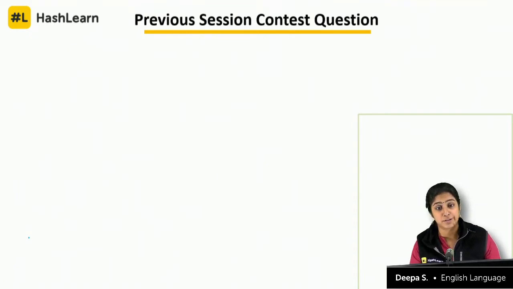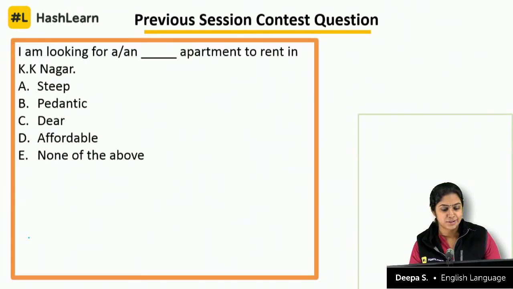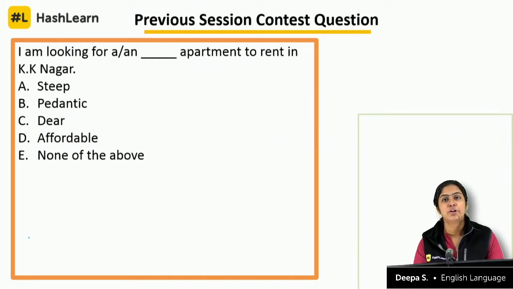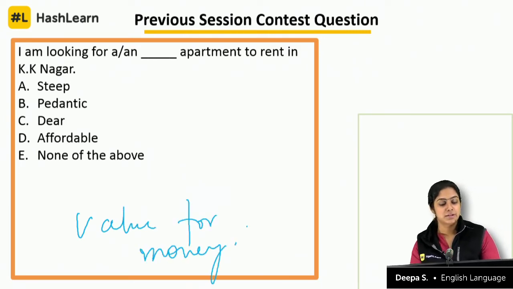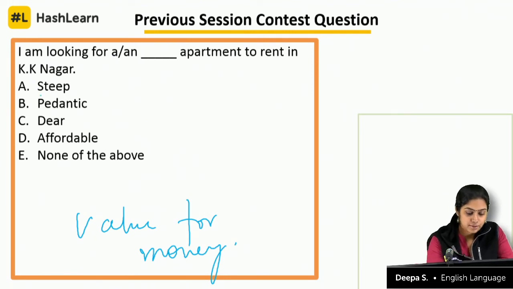Okay. So now we come to the previous session's contest question. I hope you had a good run with it, but I didn't see any answers. So let's discuss this. I am looking for a dash apartment to rent in Kekinagar. Now remember that typically when you're looking for a deal, it is common sense to look for something that is value for money. Correct?